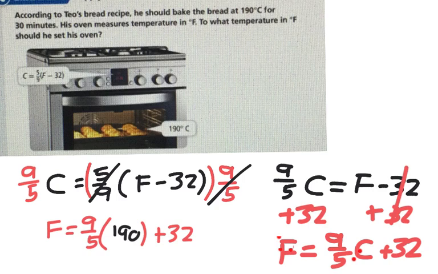So again, great time to have a calculator. Hopefully everybody has one. So we've got 9/5 times 190 plus 32. And so I got that the Fahrenheit temperature is 374. That's correct. 374 degrees Fahrenheit.